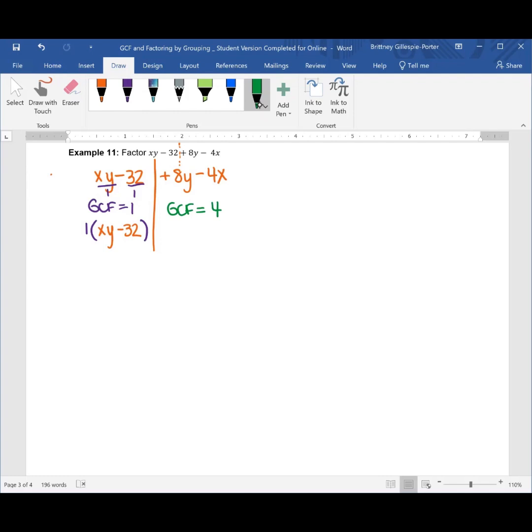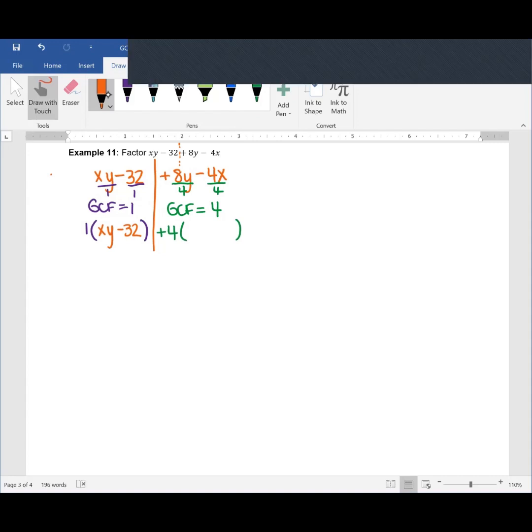I'm not going to include a variable because the 8 has a y and the 4 has an x, which are not the same. I'm going to go ahead and factor out my GCF of 4. Since it's positive, I'm going to put plus 4. Remember, whenever you factor out your GCF, go ahead and open a set of parentheses right after it.